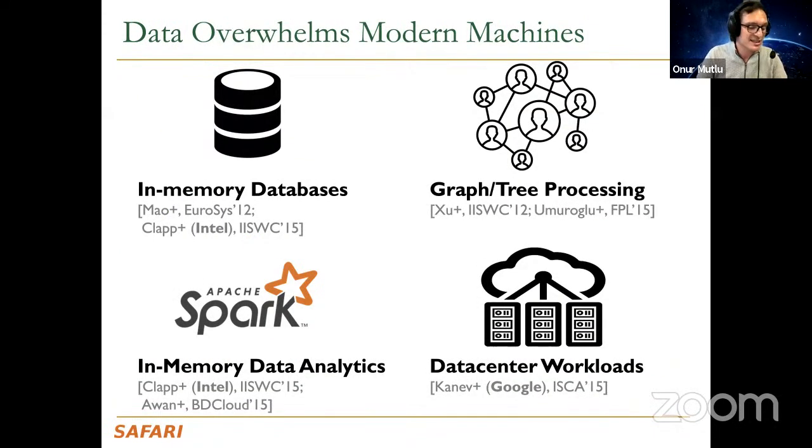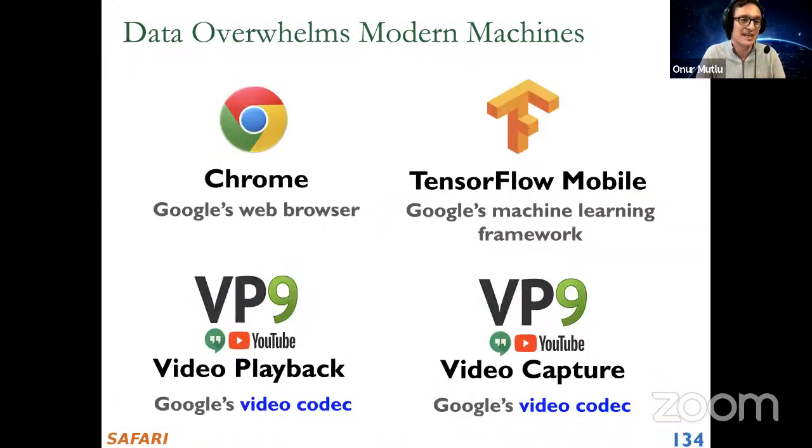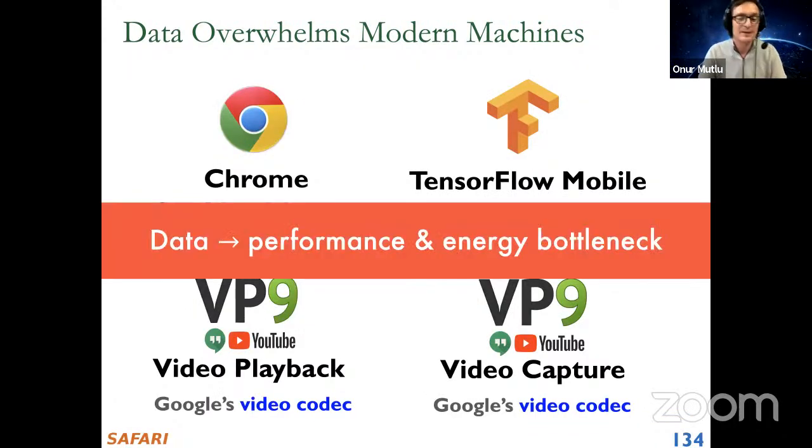Okay, so it's not just about genome sequencing. There are clearly many, many other applications. I'm not going to go over these in detail. And these applications are essentially everywhere in our lives, right? Databases, graph processing, data analytics, data centers, they all have bottlenecks in terms of scalability, performance, energy, reliability, and security in terms of data. And on the mobile end as well.